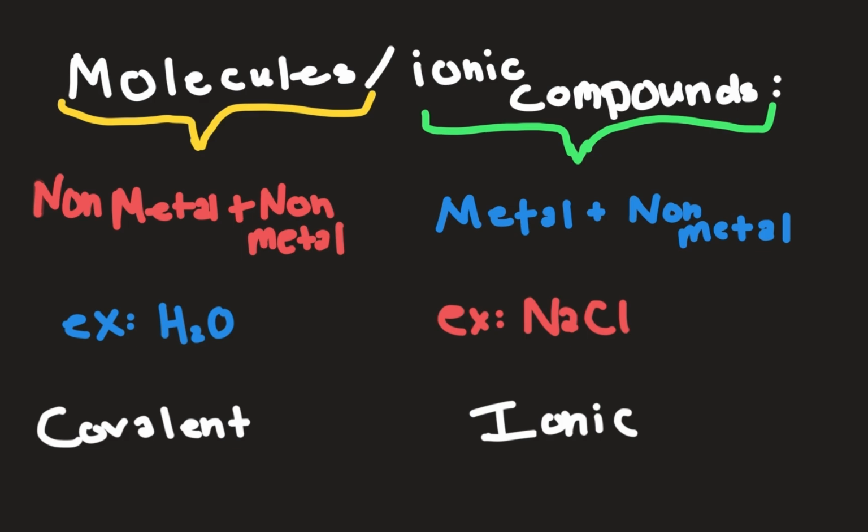The next one are ionic compounds, and again, as the name suggests, the bond is ionic, which means that this bond only occurs with metals and nonmetals. A very good example of this would be NaCl.